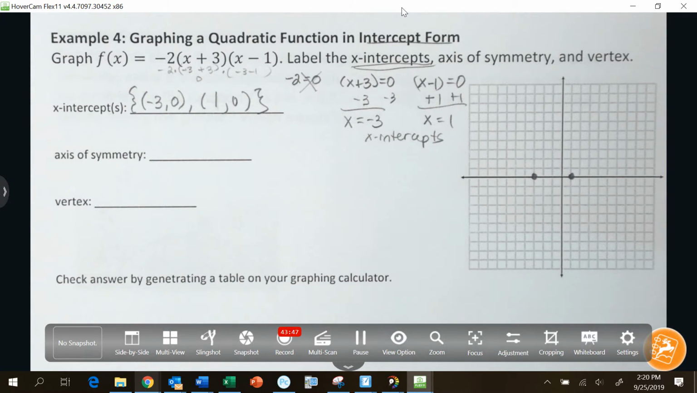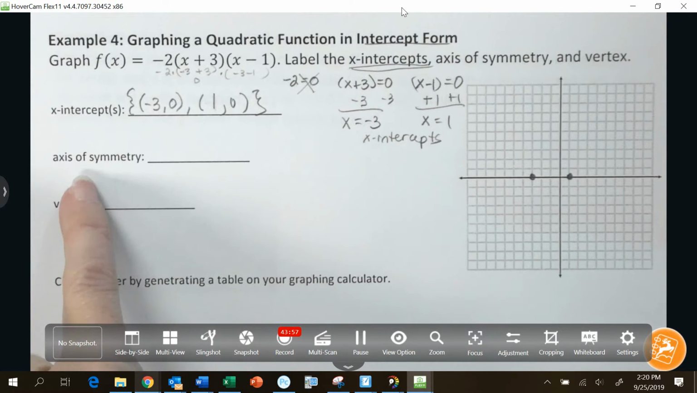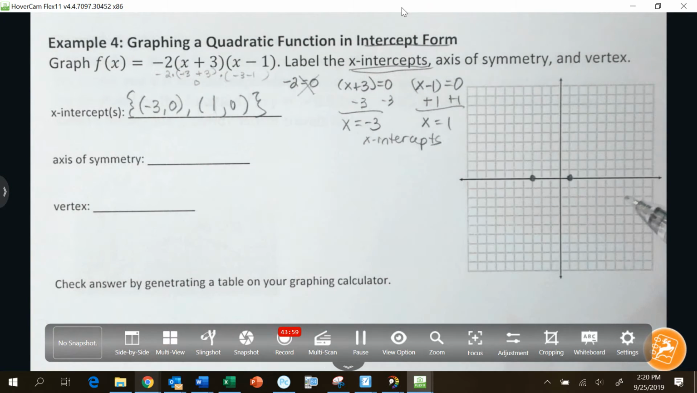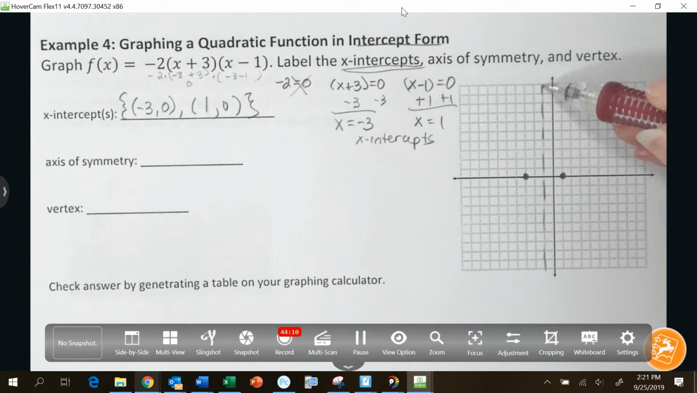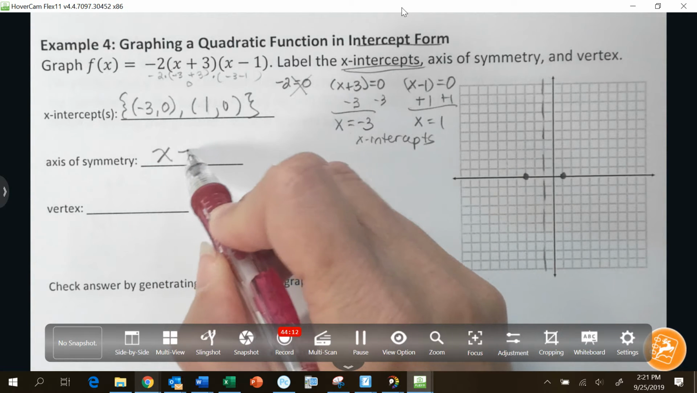Now remember, we're going to make a parabola. And what does the quadratic have right in the middle of it? Axis of symmetry. And you can see that's what I'm finding next. You can look at this graph and figure out the axis of symmetry because it has to be in the middle. What, negative 1? 0? Nope. X equals negative 1.